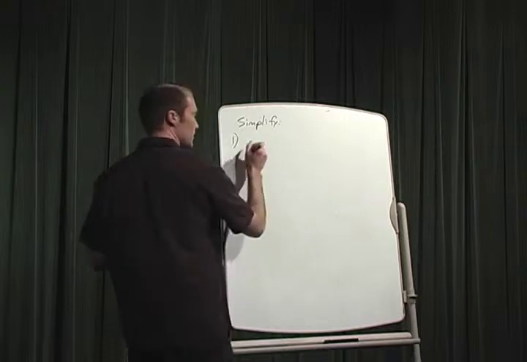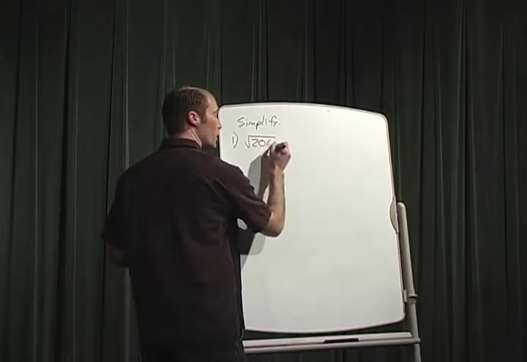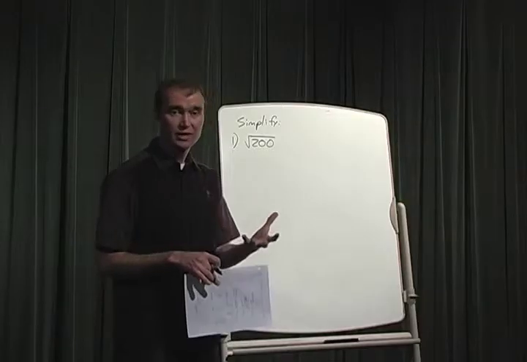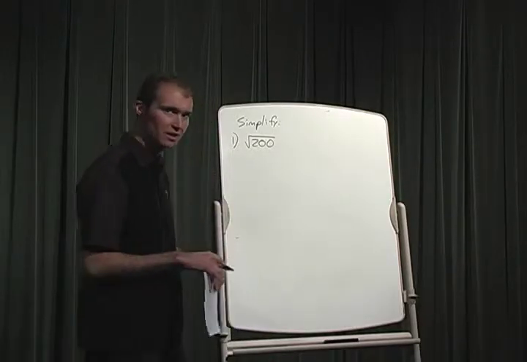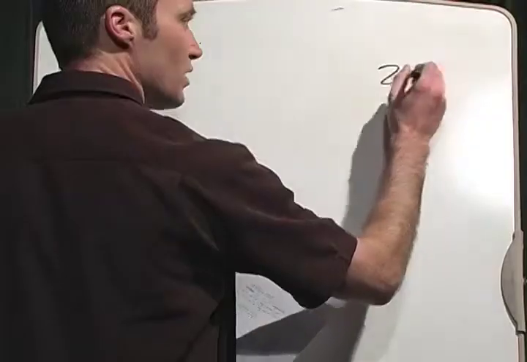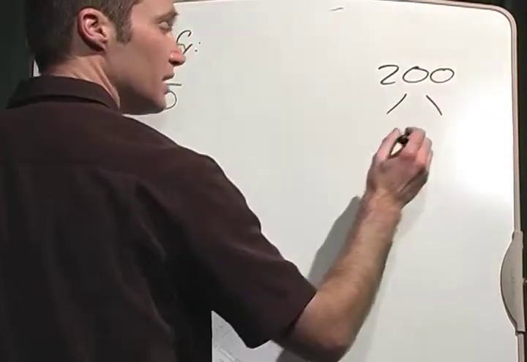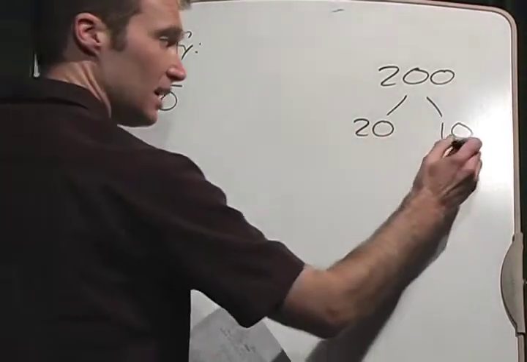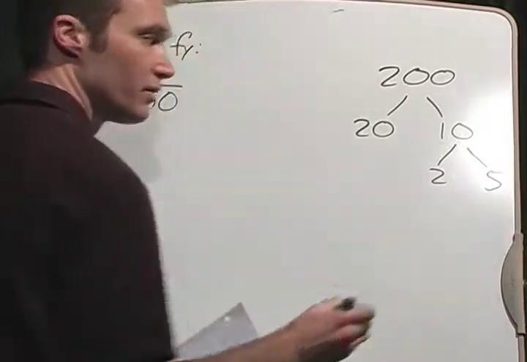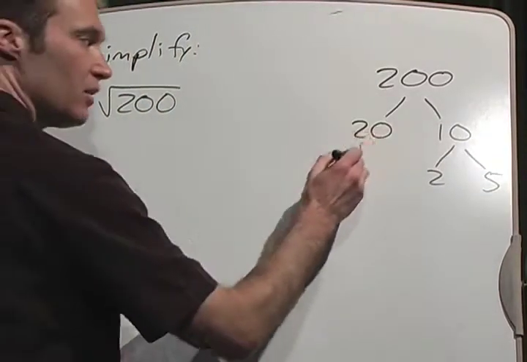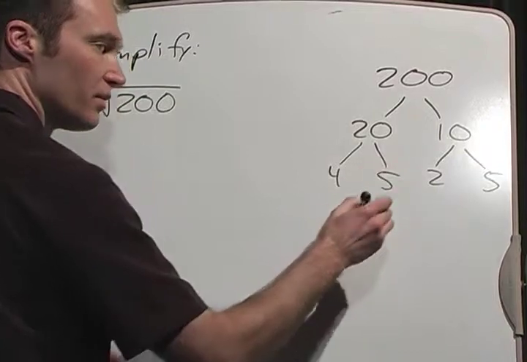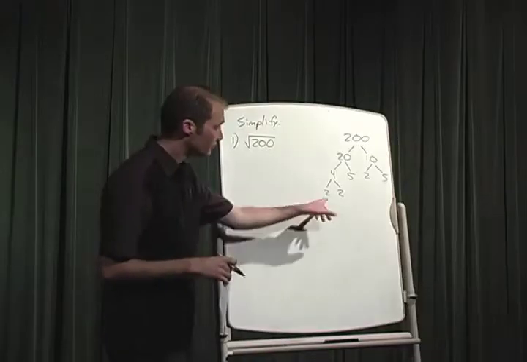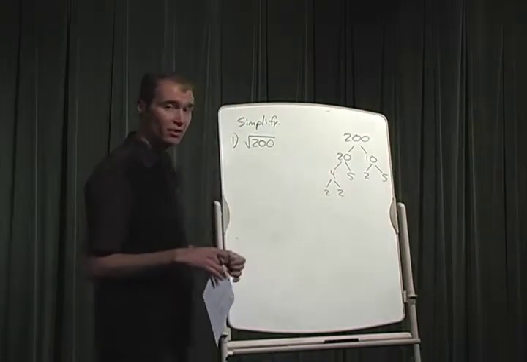Let's suppose that I'm supposed to simplify the square root of 200. Well, my first order of business is to break 200 down into its prime factorization. So I'm just going to say, well, I know that 200 is just 20 times 10. And 10 is just 2 times 5. 20 could be broken down into 4 times 5. 4 could be broken down into 2 times 2. At this point, I've reached my prime numbers. I cannot go any further.